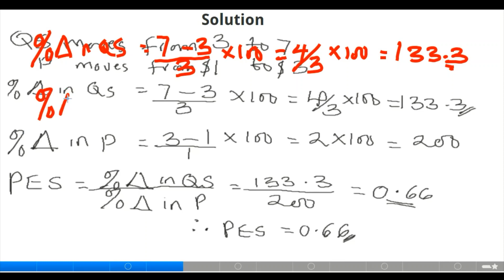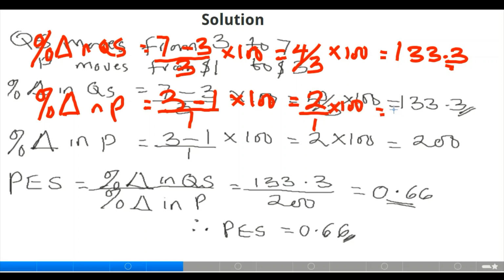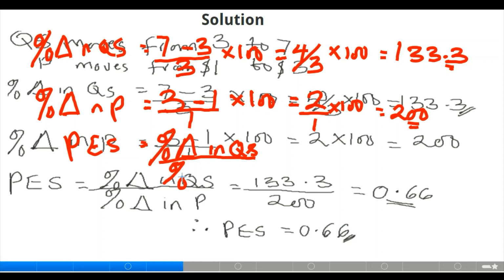Now we have the percentage change in price. Our new price is 3, while our old price is 1, divided by the old price multiplied by 100. That is 3 minus 1, which is 2, divided by 1, multiplied by 100, which equals 200. Now back to our formula for PES: the percentage change in quantity supplied divided by the percentage change in price.